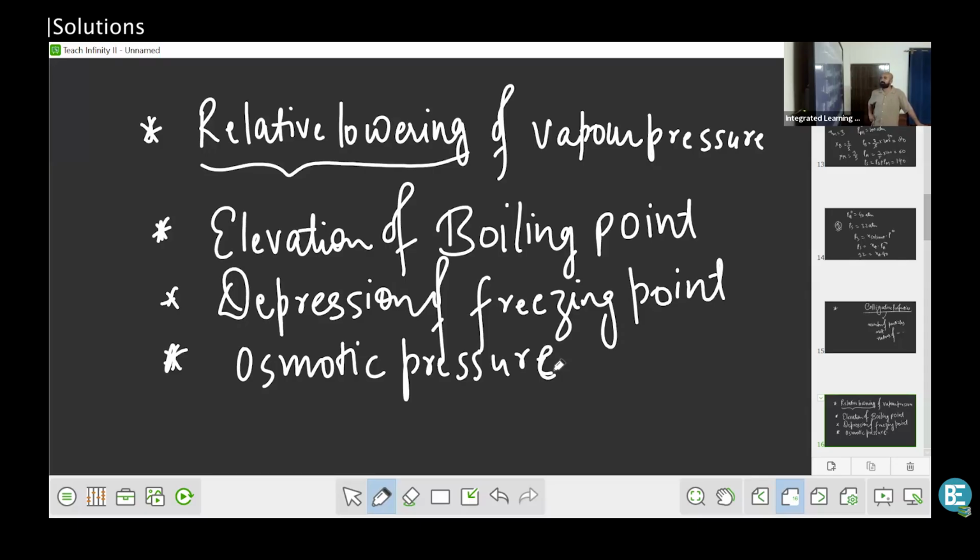Okay. So now the question is, is the boiling point a colligative property? No. What is the colligative property? Elevation of boiling point, not the boiling point. Is the freezing point a colligative property? No. What is the colligative property? Depression of freezing point. Is that clear? Yes, sir.